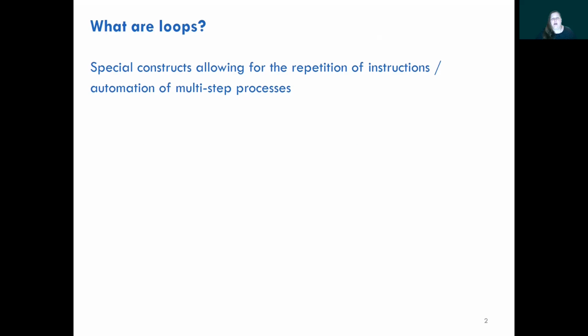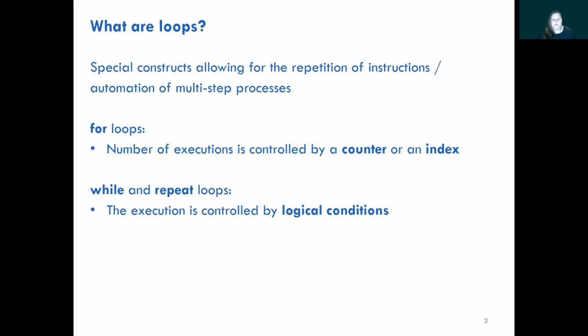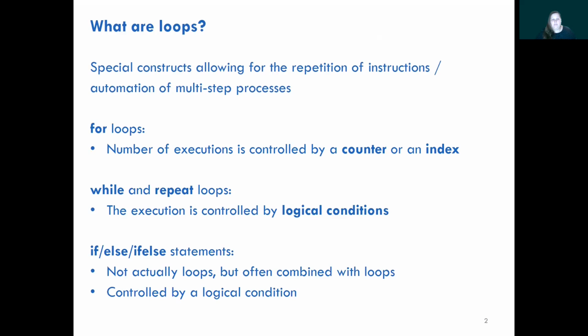There are a few different kinds of loops and statements that can be combined with your loops to make them run properly. I would say that the most common and mostly used loops are the for loops, where the number of executions is controlled by a counter or an index, or the so-called running index, which is also going to be the term that I'll be using throughout the two videos. Then there are the while and repeat loops, where the execution is controlled by a logical condition. And then there are if-else statements, which are not actually loops, but are often combined with loops, and they're controlled by a logical condition.